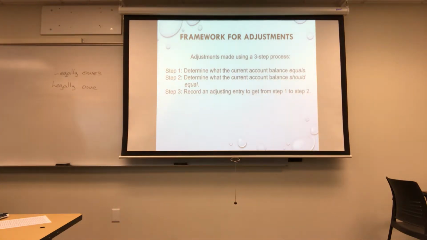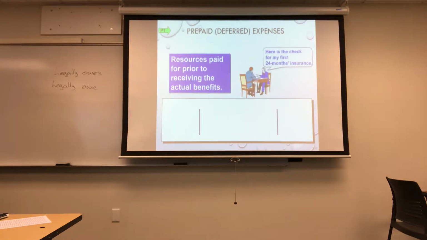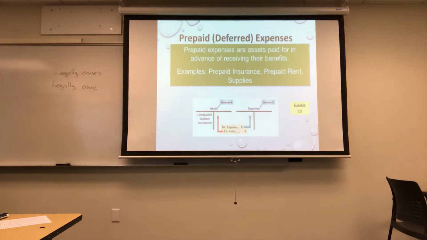So let's go back to the prepaid insurance example. Does everybody have this down, or does it need more explanation? Here's a check for the first 24 months of insurance. What is happening?